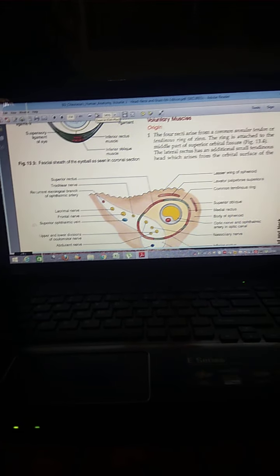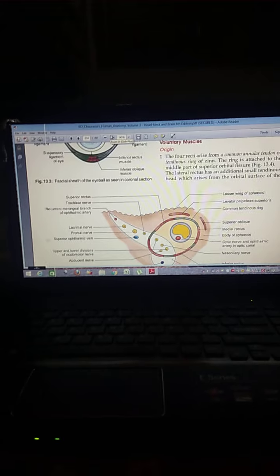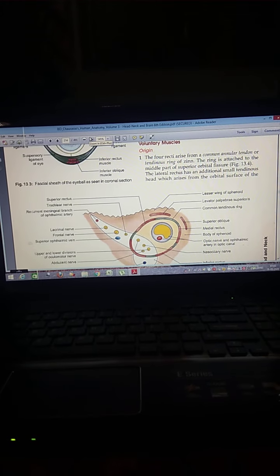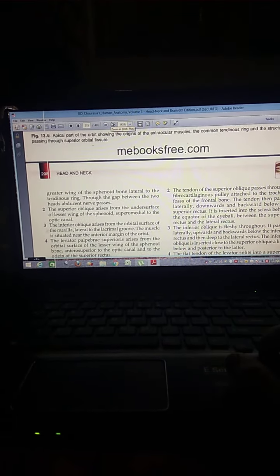The four recti arise from the common annular tendon or tendinous ring of Zinn. The ring is attached to the middle part of the superior orbital fissure. The lateral rectus has an additional small tendinous head which arises from the orbital surface. The superior oblique arises from the under surface of the lesser wing of the sphenoid. The inferior oblique arises from the orbital surface of the maxilla, and the levator palpebrae superioris arises from the orbital surface of the lesser wing of the sphenoid bone.